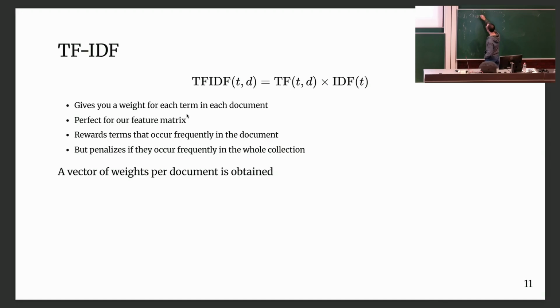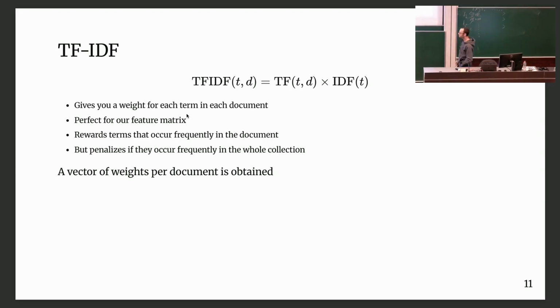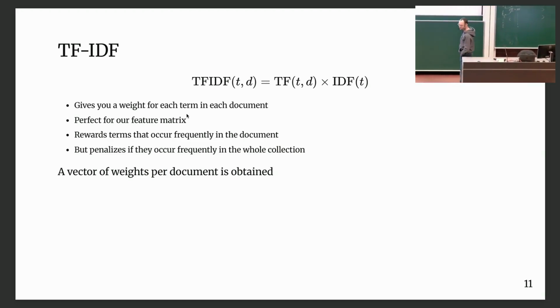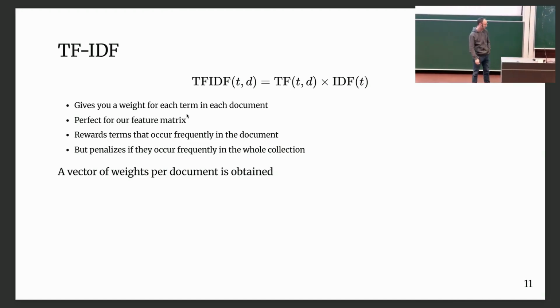The IDF is specific to a particular term, so this IDF component will be just the same for each of these feature vectors. But of course, the term frequency component is specific to each of the documents, so you will not end up with the same number at the end if you multiply TF with IDF for each of the terms in each of the documents.